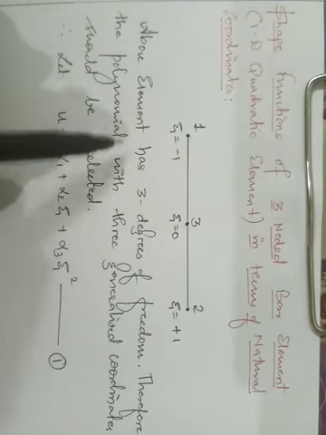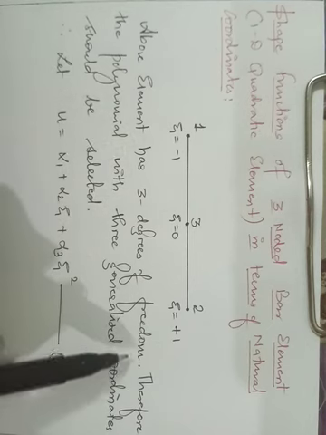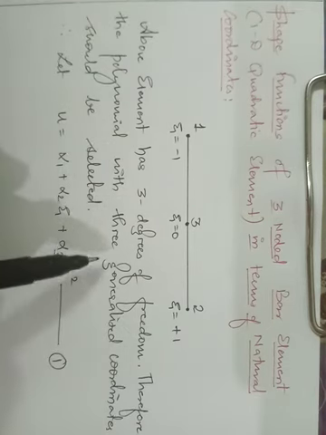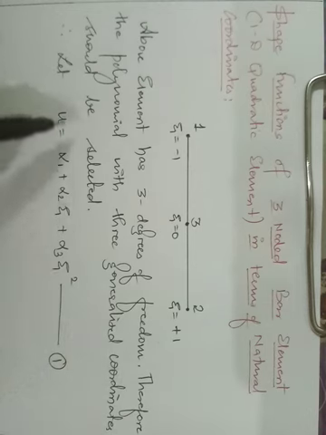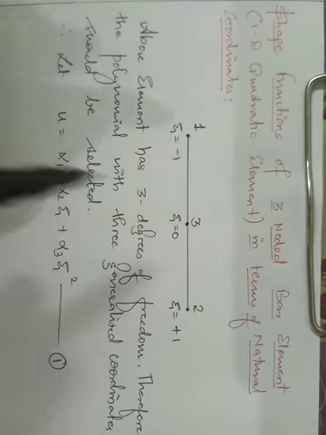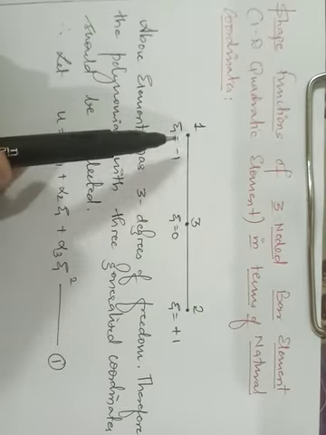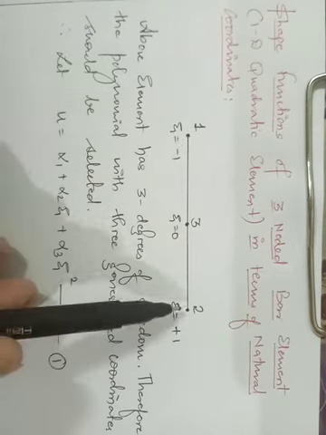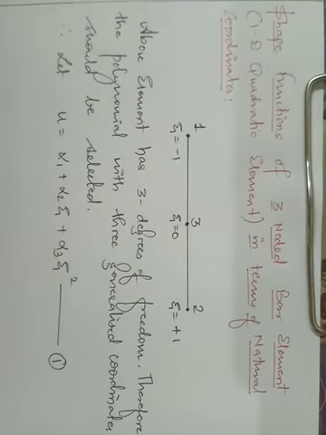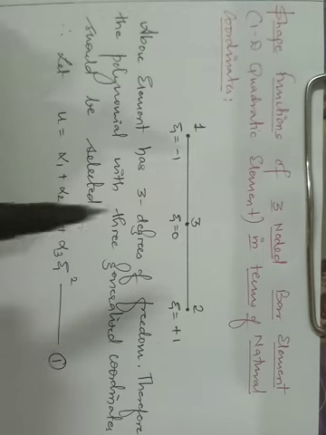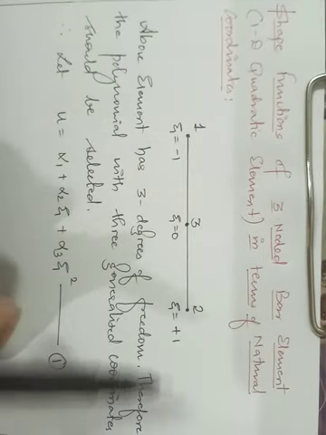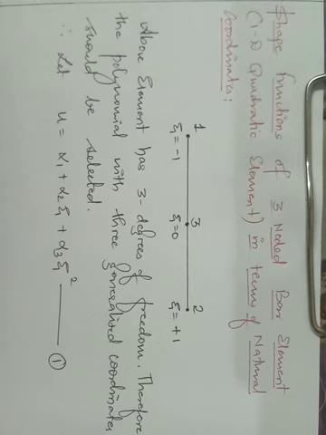Next, the above element has 3 degrees of freedom, therefore the polynomial with 3 generalized coordinates should be selected. Now 3 degrees of freedom, what I mean is node 1, node 2 and node 3, each of these nodes can get displaced or can move in a direction. So there are 3 degrees of freedom, right?